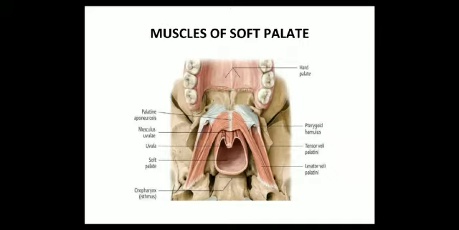So, this is another view where we can observe the base of the skull also. Here we can observe the pterygoid hamulus, the pterygoid plates, the petrous part of the temporal bone and also the posterior border of the hard palate. All these structures give origin to these muscles of the soft palate.